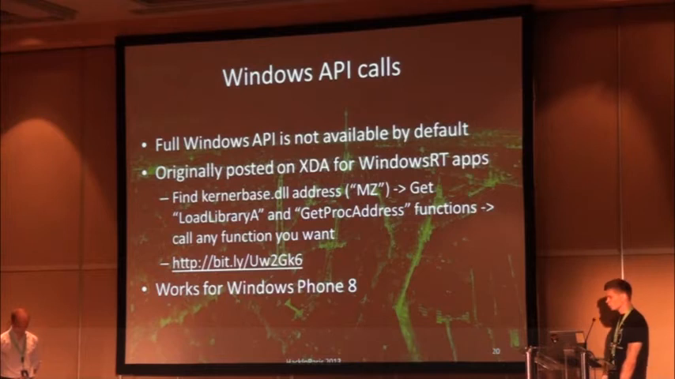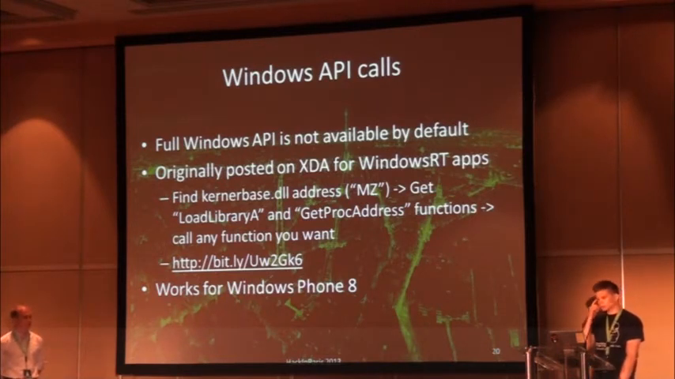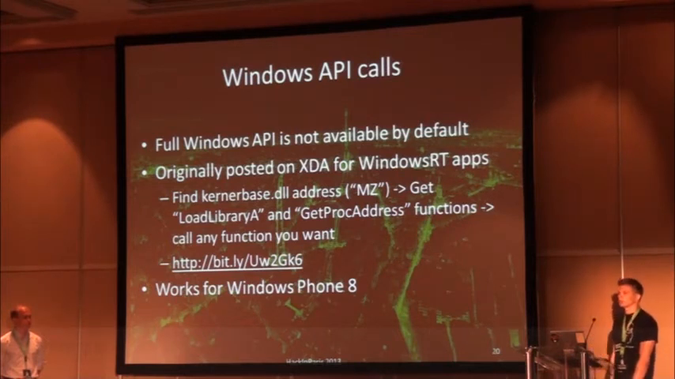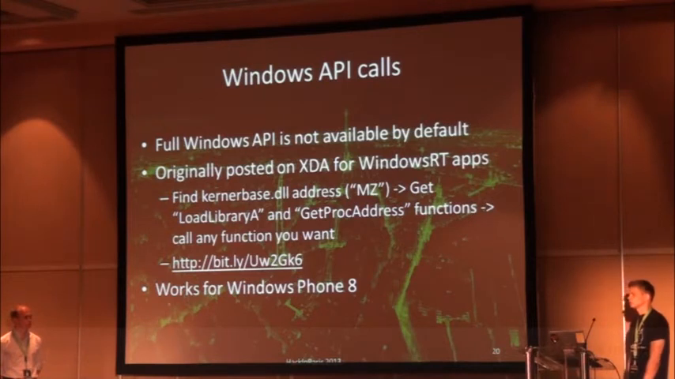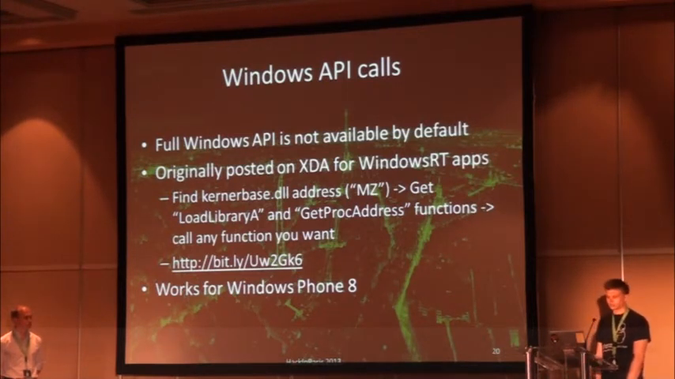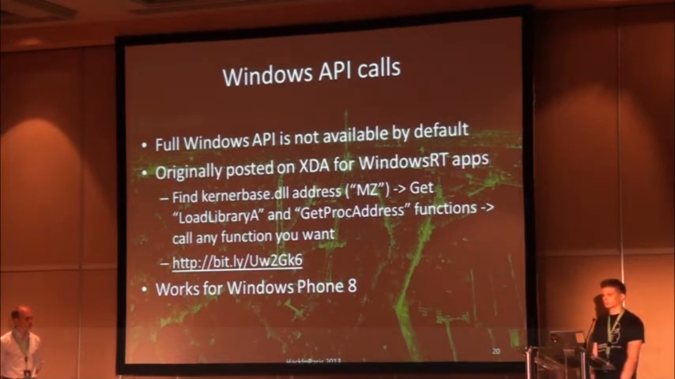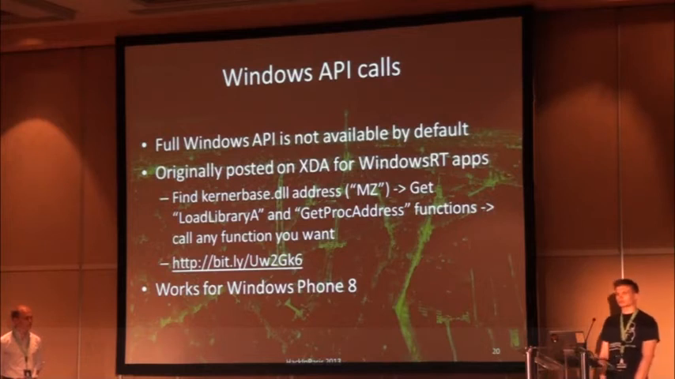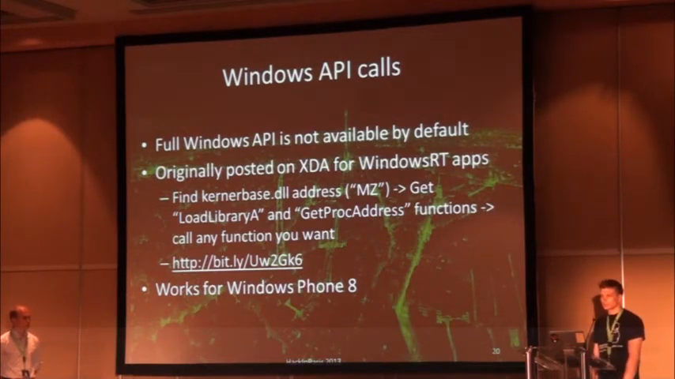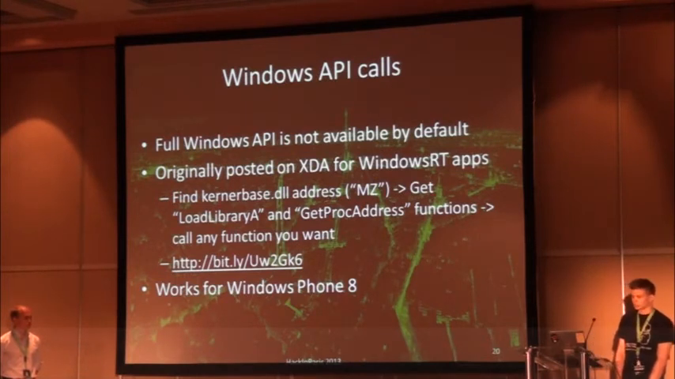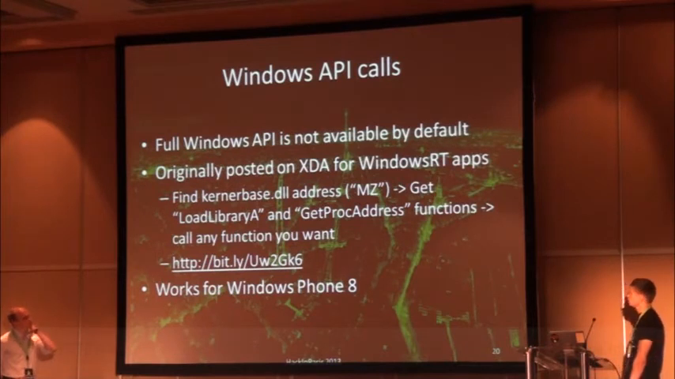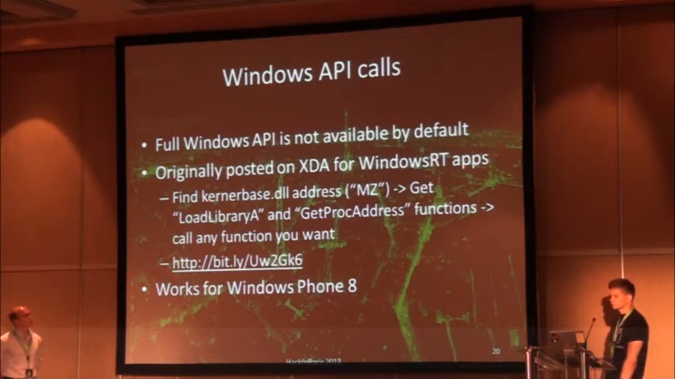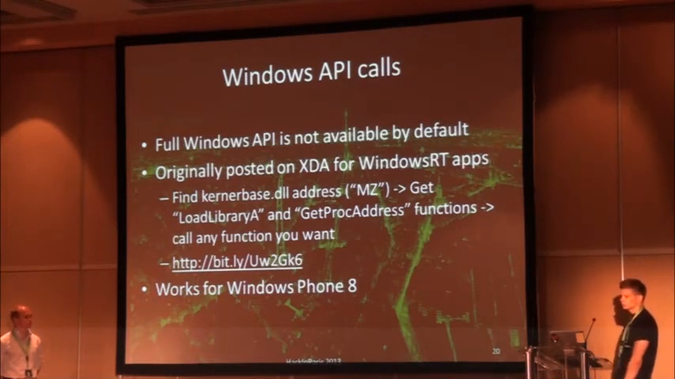This is static analysis, but we can also do dynamic analysis. By default, a developer can use a limited subset of Win32 API functions, but we can use techniques for calling an arbitrary function in Windows Phone 8. We make a load call from kernelbase.dll, and then find the start address of the DLL by the MZ signature and parse the import table to get the addresses of the GetProcAddress and LoadLibrary functions. And then we can call any function we want. This technique was used in Windows RT. We checked it for Windows Phone 8 and it also works.